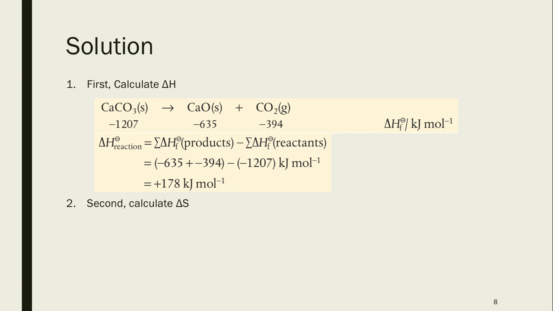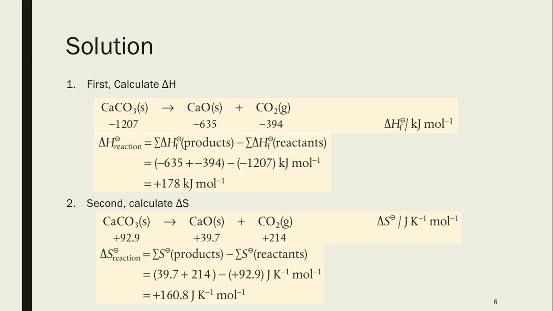Okay, so that's our first step down. The second thing we have to do is calculate the change in entropy, delta S. We're going to do the same thing: sum of the products minus sum of the reactants, given the values in the table. So we do products minus reactants, and we get 160.8 joules per Kelvin per mole.